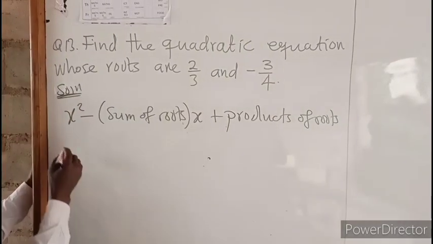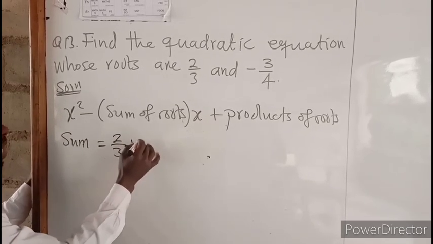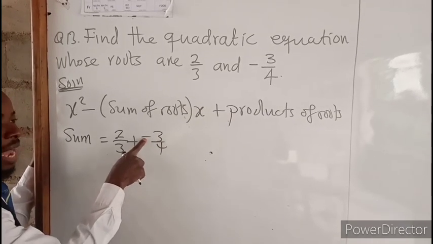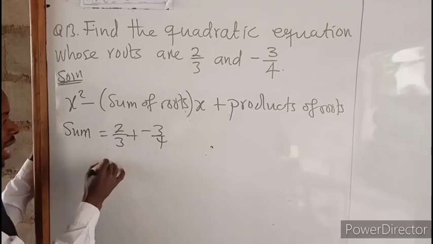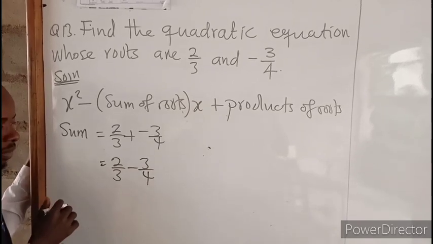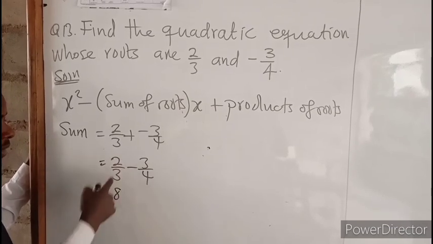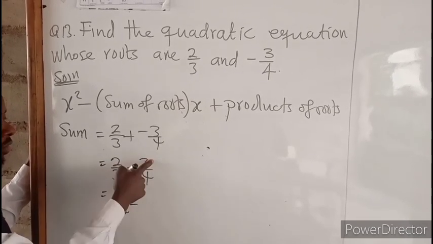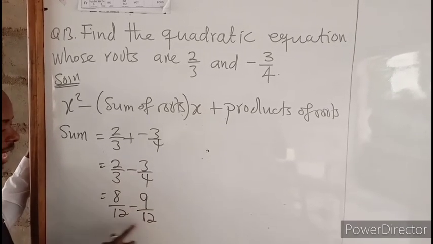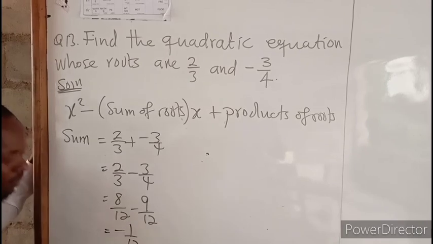Okay, so first of all, let's find the sum of roots. It will be 2 over 3 plus negative 3 over 4. In this case, we can have the negative dominate the positive, so I'll be having positive 2 on 3 minus 3 on 4. This will multiply this and multiply this, so I'll be having 8. Then this will become 12. This multiplying this gives you 9. The same multiplying this gives you 12. So now we have like fractions. We subtract the numerators. That gives us negative 1 over 12.